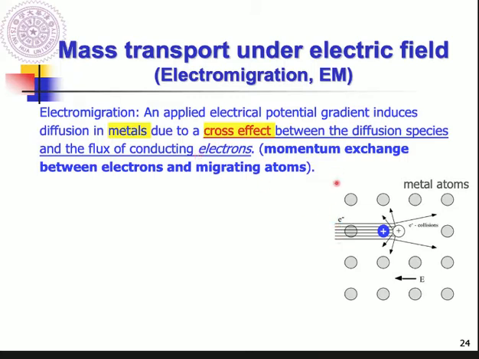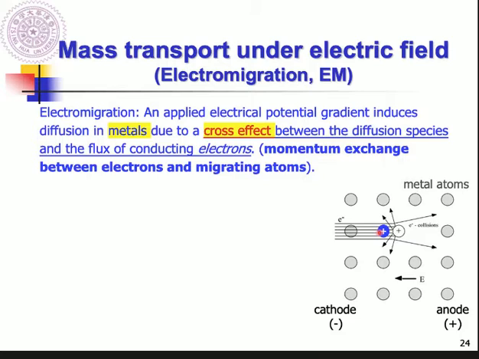So, for example, these gray circles are the metal atoms. When we apply an electrical field, and we connect a cathode here and an anode to form a circuit, this electrical field will drive an electron flow toward this direction, right? So lots of electrons hit or bombard these positive metal ions.